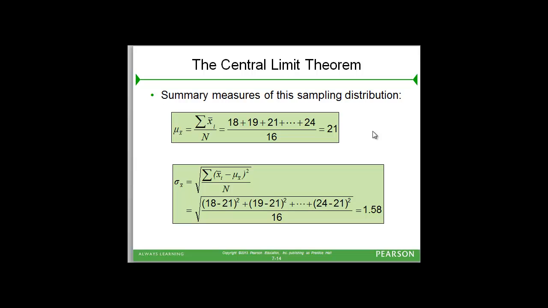Second, we found out the mean of the sample means, right? We sum up all the sample means. We found out the result is 21, exactly the same as the population mean, and with a smaller standard deviation.